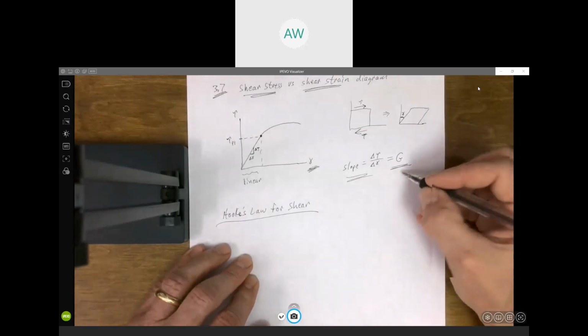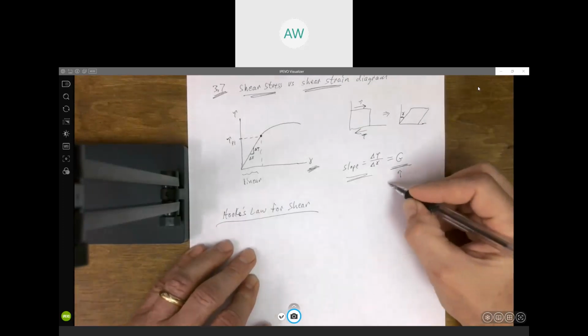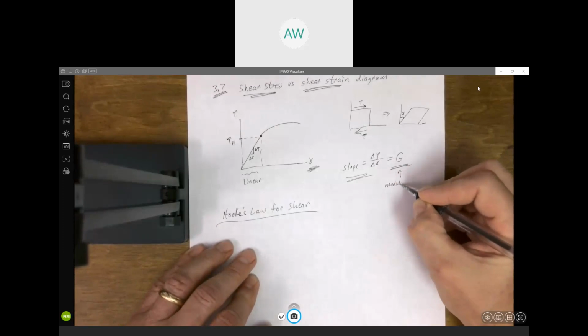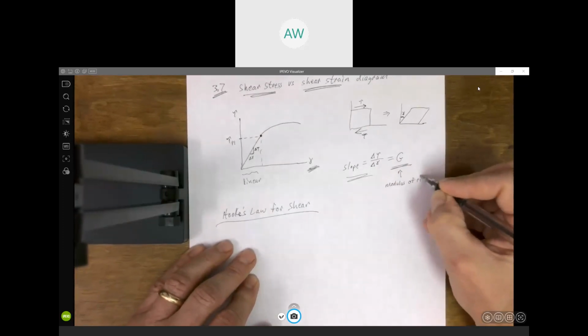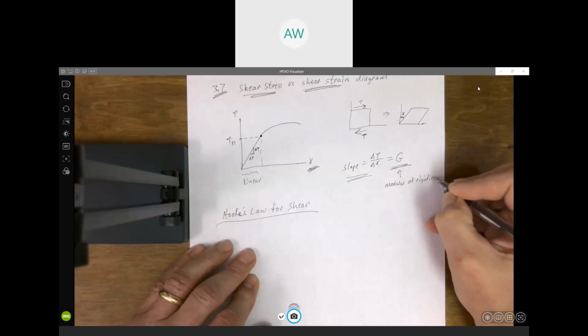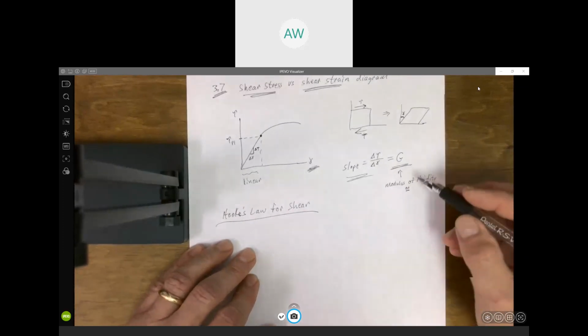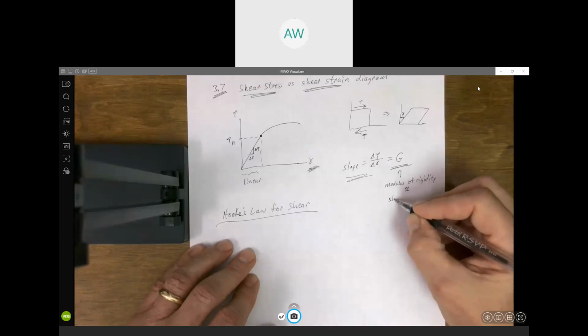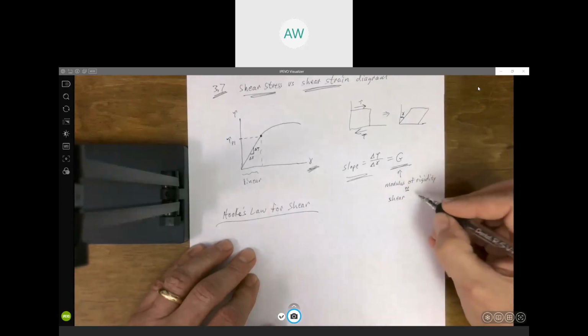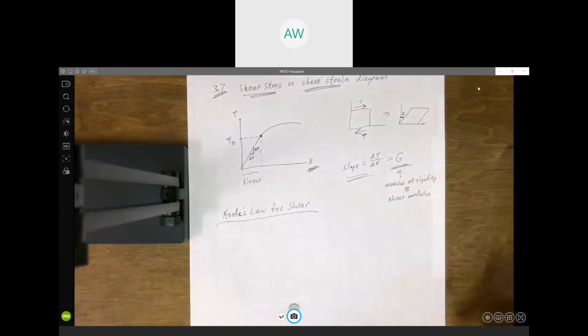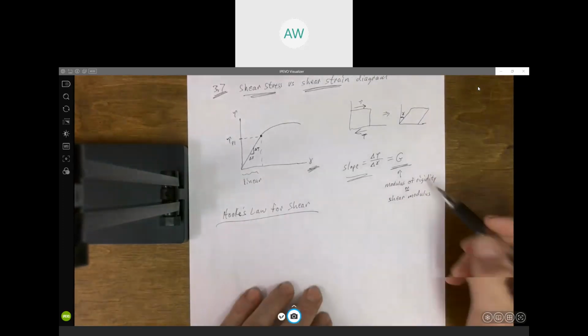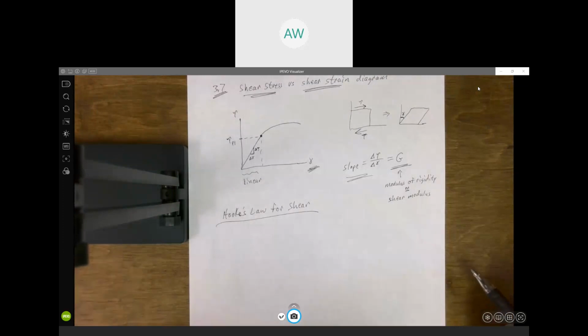And G is called the modulus of rigidity, or it has two names also. You remember E was the modulus of elasticity, or Young's modulus. Here you'll see this referred to as modulus of rigidity, or very commonly called the shear modulus. So either one of those terms are pretty common. I think this book uses the modulus of rigidity.